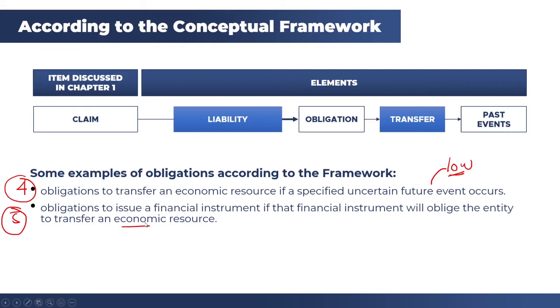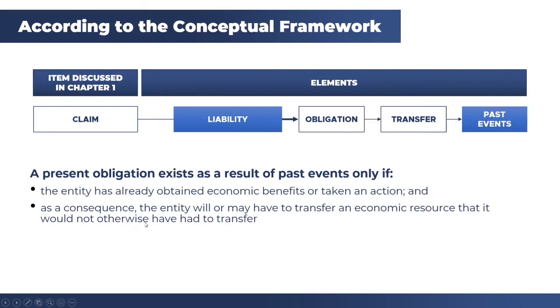The third criterion for a liability is that the obligation is a present obligation that exists as a result of past events. Past events, but present obligation.